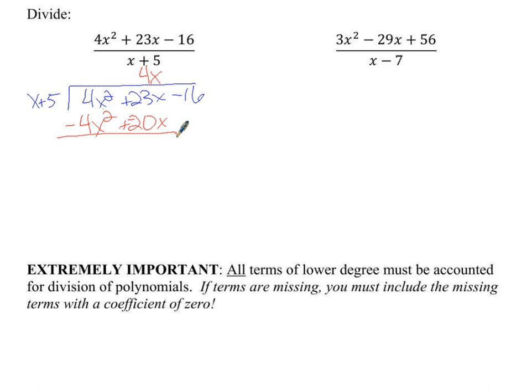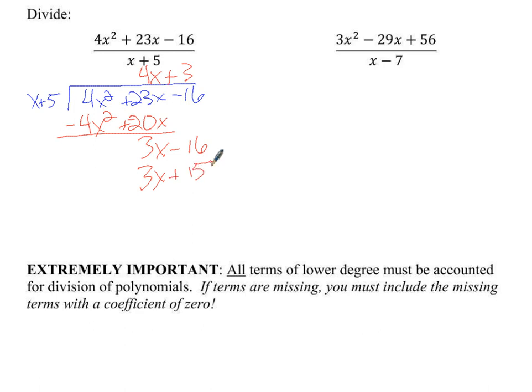So this becomes 3x. What do I do now? Bring down the minus 16, and then I do it all over again. What do I do? Good. What times x gives me 3x? 3. Just 3. So up here, I'm going to write what? Plus 3. And then distribute. 3 times x is 3x. 3 times 5 is 15, so plus 15.